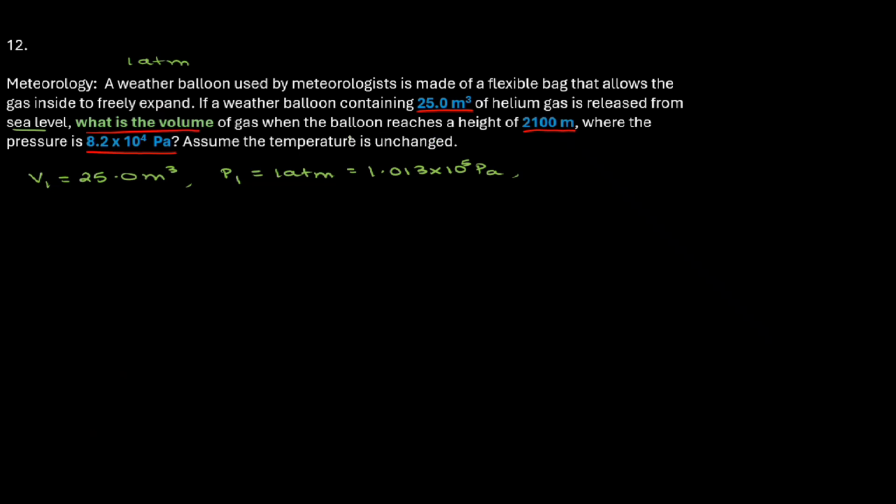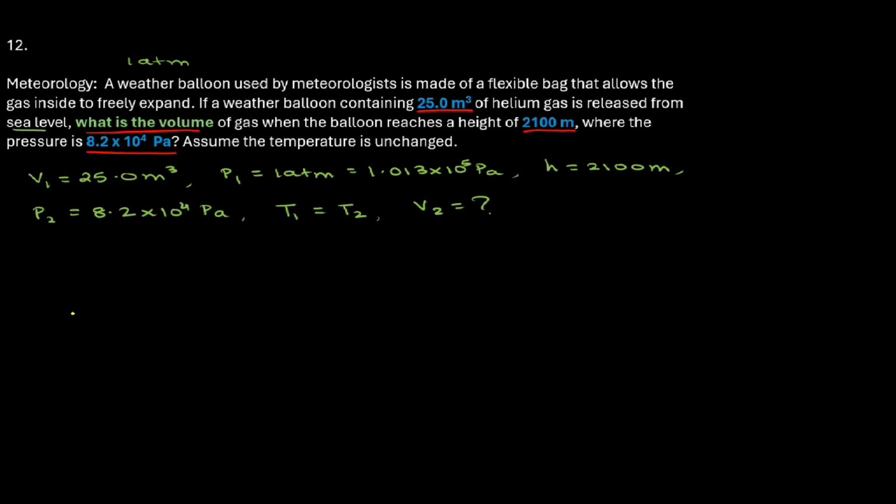Then we need to find what is the volume of the gas when it reaches a height of 2100 meter. So your height h is 2100, where the pressure, which we will write as P2, is 8.2 times 10 to the power 4 Pascal. Temperature remains unchanged, so your temperature T1 and T2 are equal. We need to find what is the volume V2 for the gas.